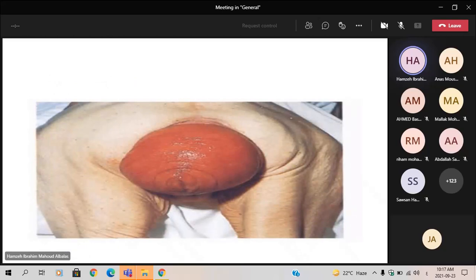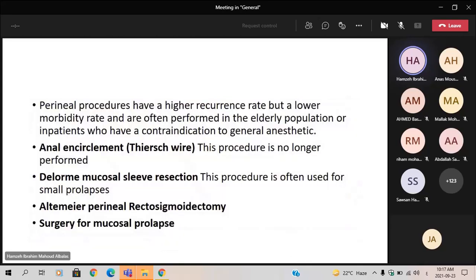This is the common presentation of prolapse. The whole rectum comes through the anal canal, and this is an emergency, especially if delayed. The patient may present with sepsis and hypotension. So we have to stabilize the patient. Then we have to do surgery, or there may be multiple surgeries for the patient.